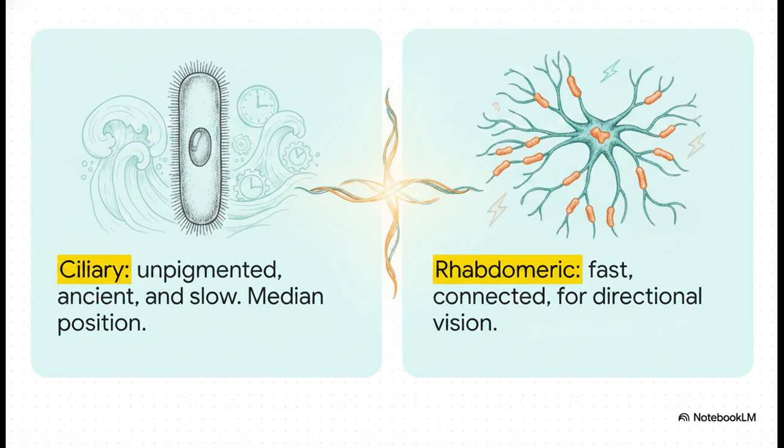Rhabdomeric cells, on the other side, are fast, synaptically connected, and used for directional locomotion and actual image-forming vision on the sides of the head. We are the bizarre exception that just decided to wire them together.